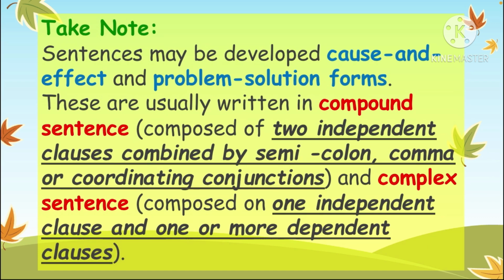Take note, kids, sentences may develop cause and effect and problem solution forms. These are usually written in a compound sentence, which is composed of two independent clauses combined by a semicolon, a comma, or a coordinating conjunction, while a complex sentence is composed of one independent clause and one or more dependent clauses.